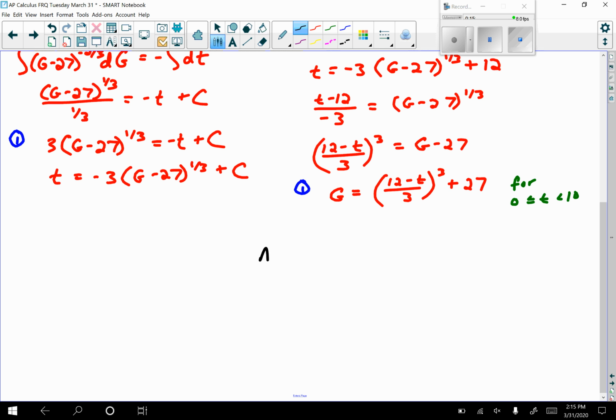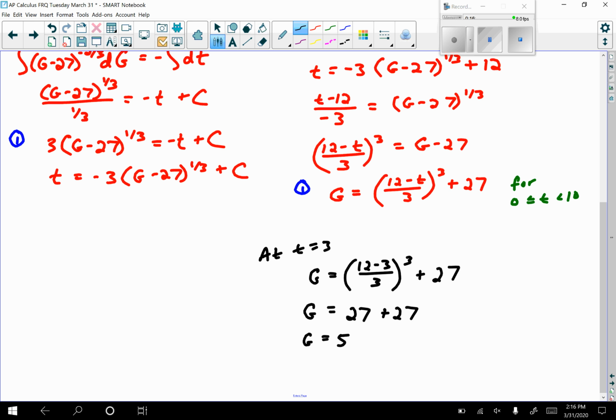is at time t equals 3. So g is going to equal 12 minus 3 over 3 cubed, and then plus 27. So we get 3 cubed, we get 27 from this quantity, plus 27. So this gives us 54 degrees Celsius, and we get our last point from this.